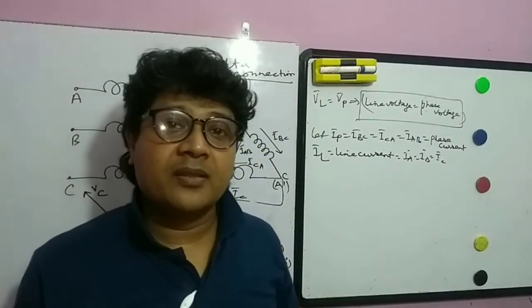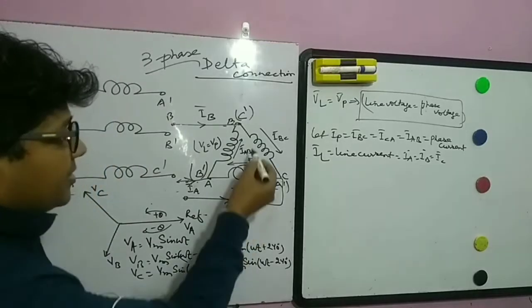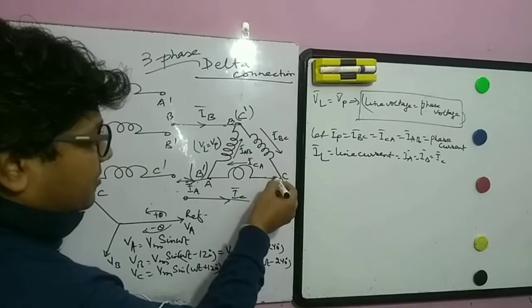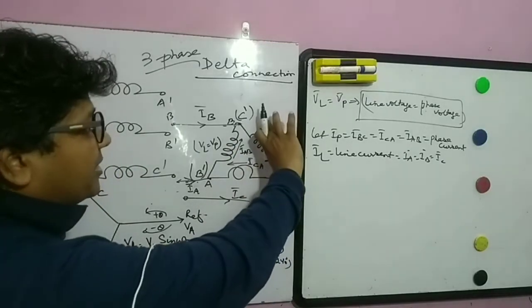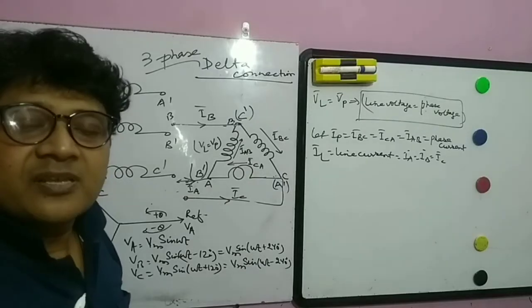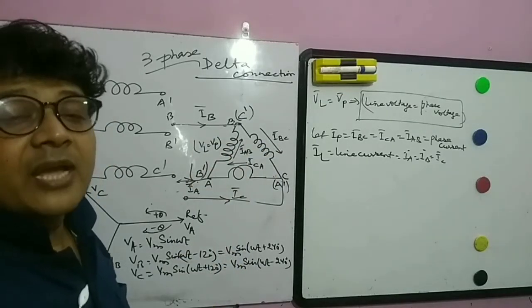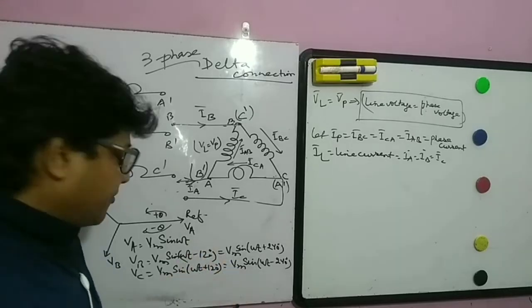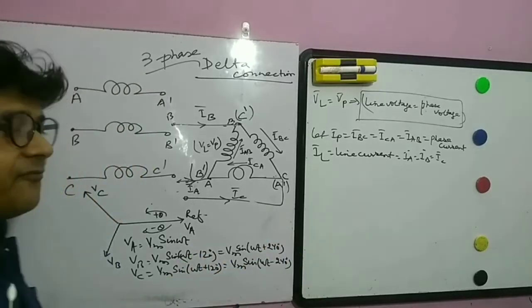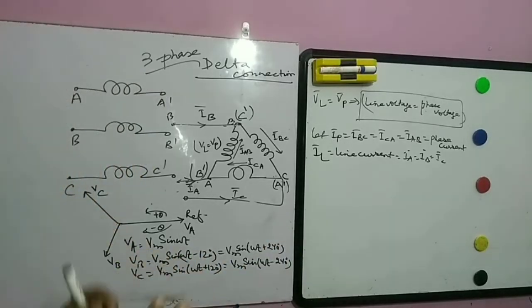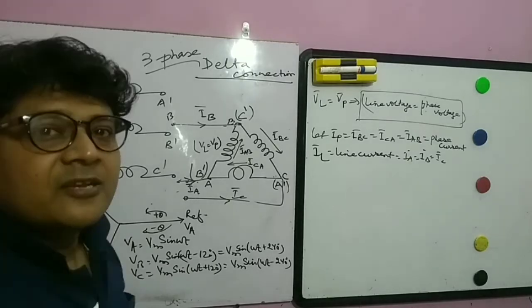But what about current? This phase winding has got IBC current, so this is phase current. So line current and phase current are different. So certainly we have to look for the relation between line current and phase current.